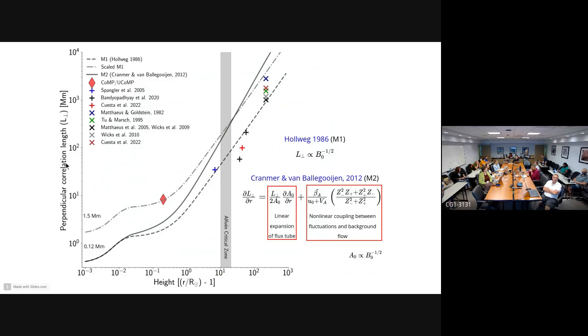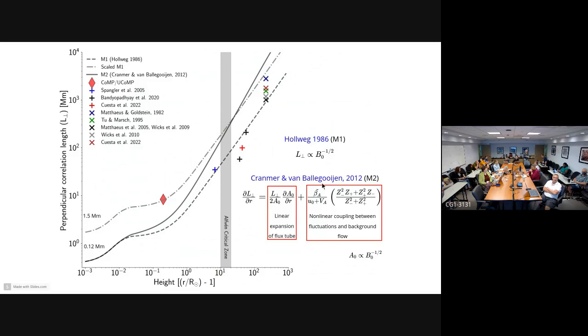And here we have the perpendicular correlation length scales. We compared with two models. The dashed line is the model from Hollweg, published in 1986. They estimated that the perpendicular correlation length scale should be inversely proportional to the magnetic field. What this means is that you have a flux tube going up into the solar atmosphere, and it is going to expand. As it expands, that should be the scale of the correlation length, the scale where the largest eddies should be. But again, it was a very simplistic model. It didn't include any contribution from waves, flows, or other complexities. It's just a simple magnetic field expanding up into the solar atmosphere.